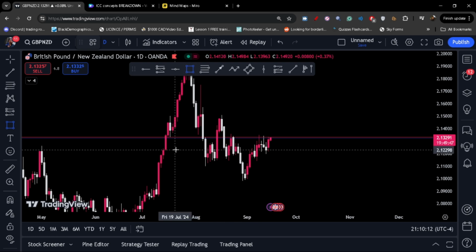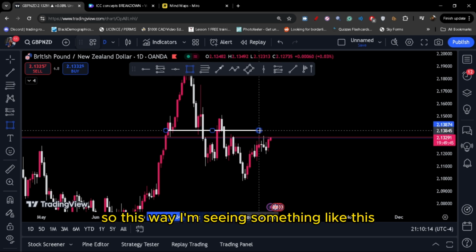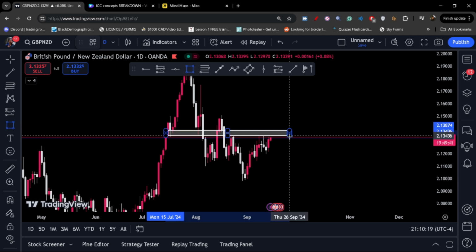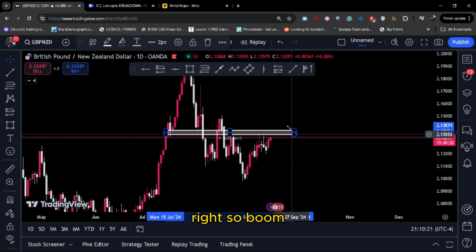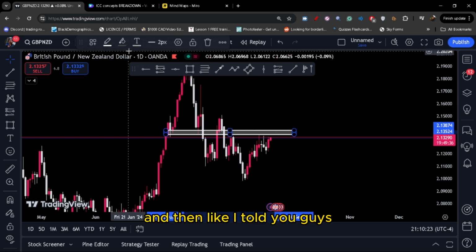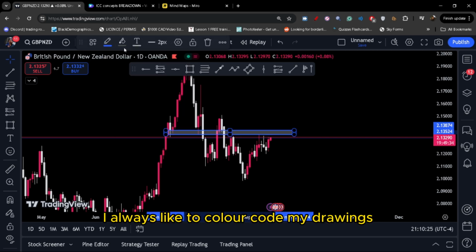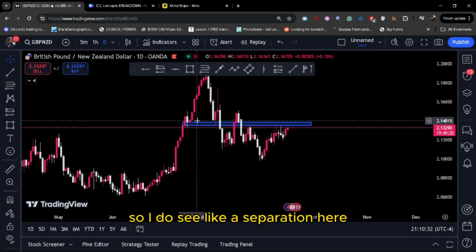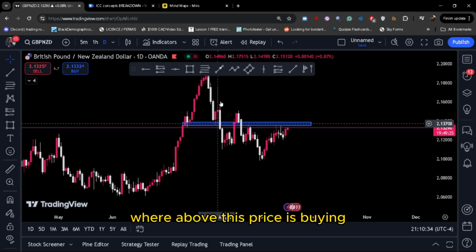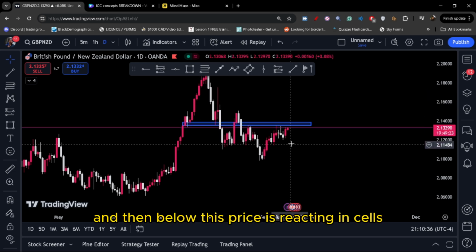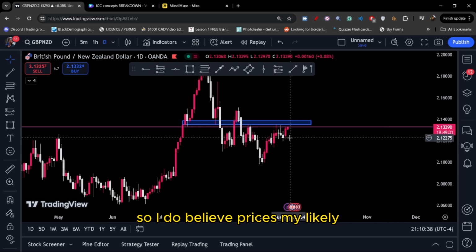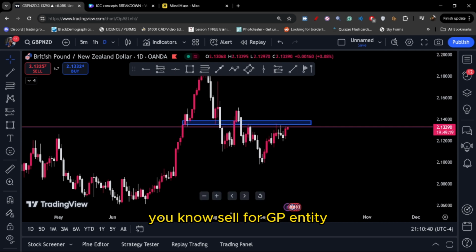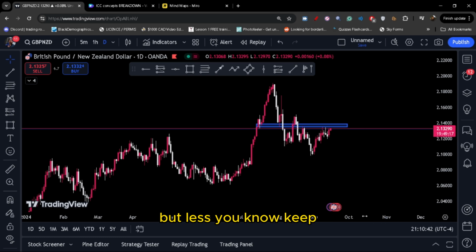Boom. I'm seeing something here real quick. So this right here, I'm seeing something like this, right? Boom. And like I told you guys, I always like to color code my drawings. So the blue represents the daily time frame, the white represents the 1 hour time frame. I do see a separation here where above this price is buying, as you can see, and below this price is reacting in sells. So I do believe price is likely to sell for GBP NZD, but let's keep trading.